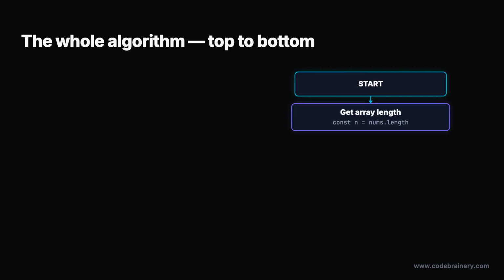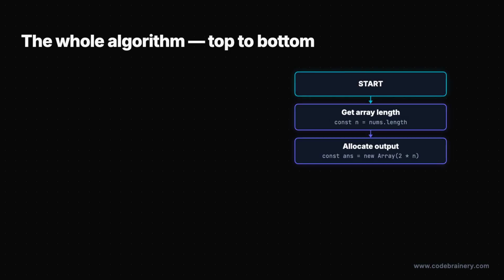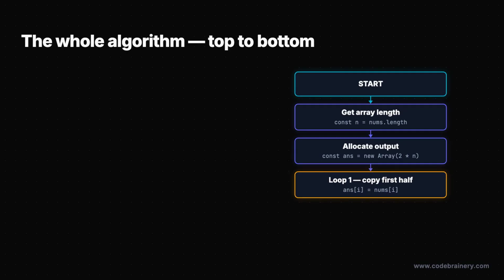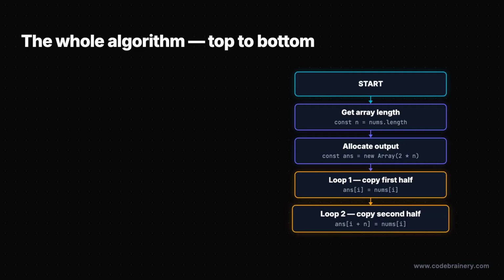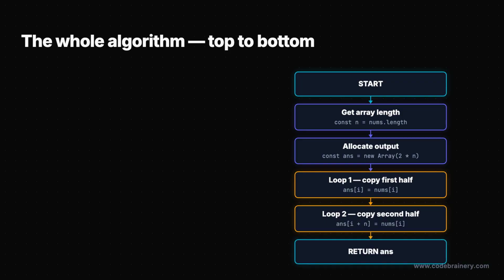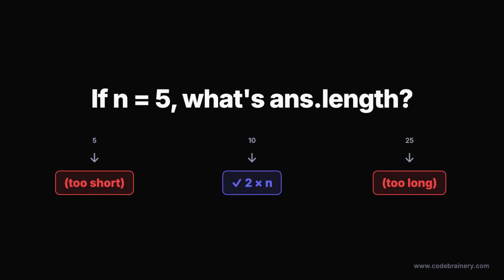Before any code, here's the whole algorithm as a flowchart. Top to bottom. First, find the length of the input. Second, make a new array that's twice as long. Third, run a loop to fill the first half. Fourth, run another loop to fill the second half. Fifth, return the result. 5 boxes. That's the whole video. Quick check. If your input has 5 elements, how long should the output be? Pause, and answer in your head. 3, 2, 1, 10. Twice the input length.